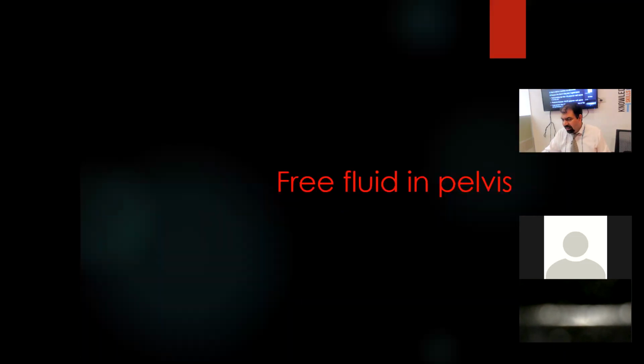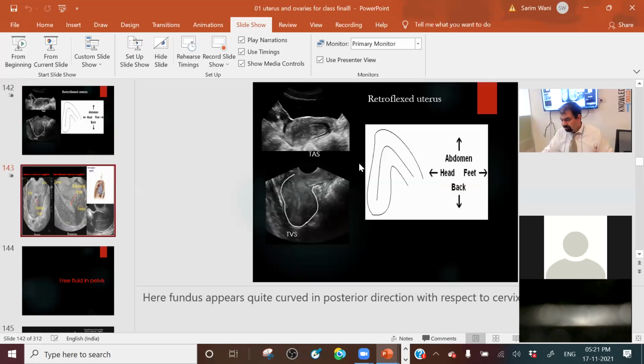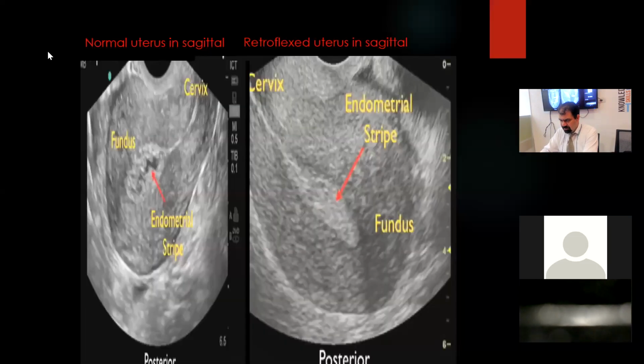She wants more clarity on TVS scanning. Now see, this is a picture of a transvaginal scan. Let me zoom on this. A very important point: when you are scanning on TVS, you may not see the whole of the uterus in one slice. I'm repeating, you may not see the whole of the uterus in one slice.